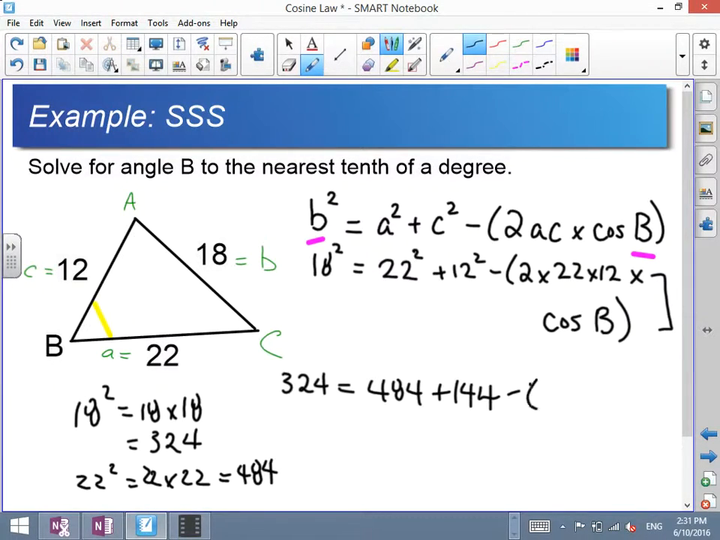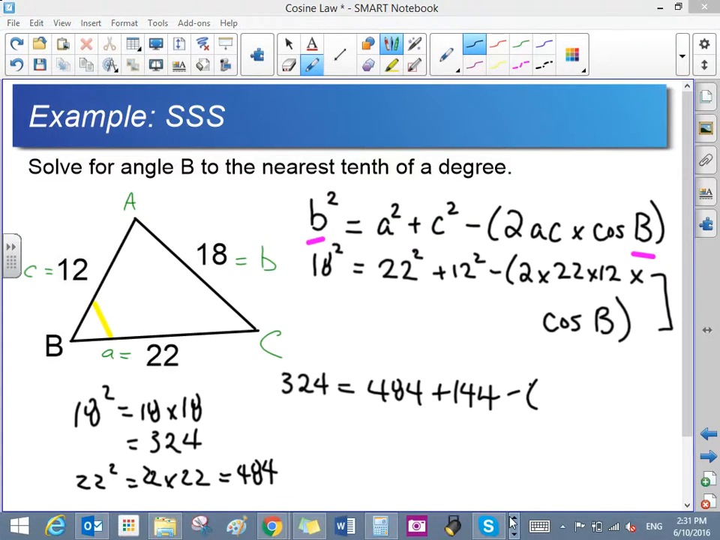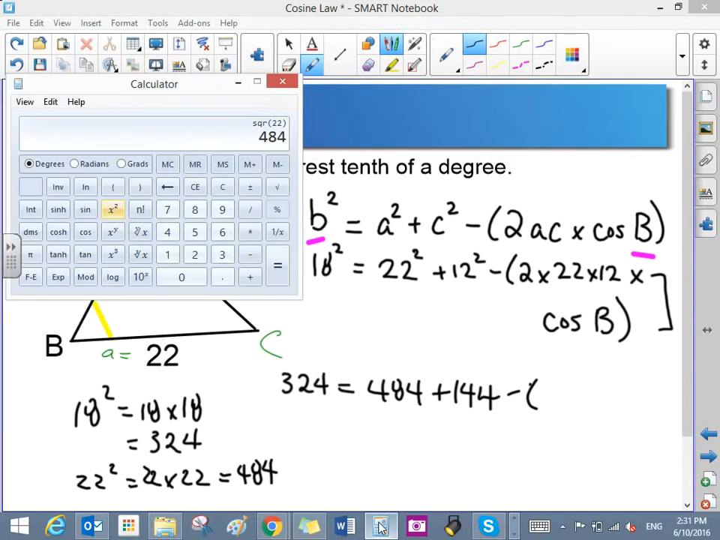Okay, so that bracket, let's deal with that. So 2 by 22 by 12. Let's check that out and see what we can get there, using our calculator. 528. So 528 multiplied by the cosine of B.